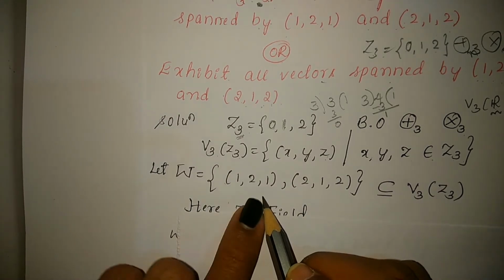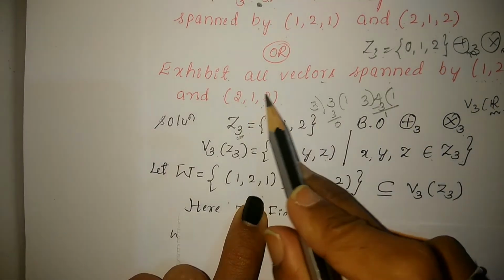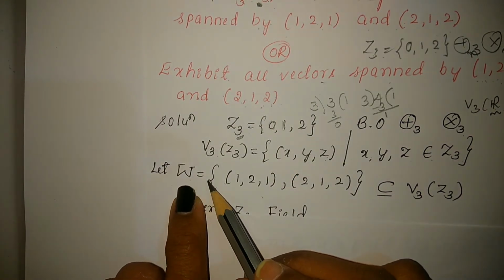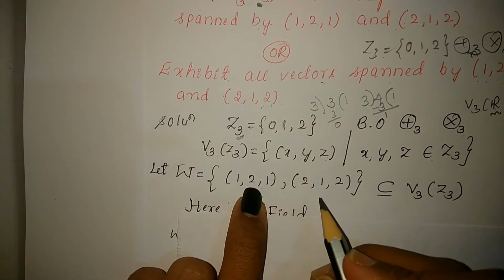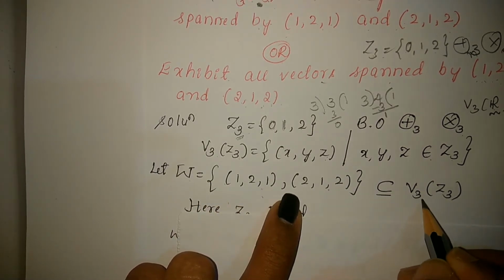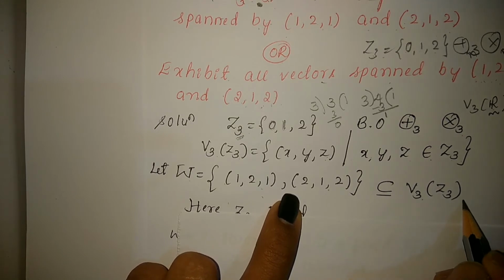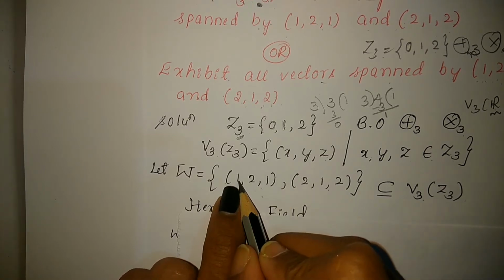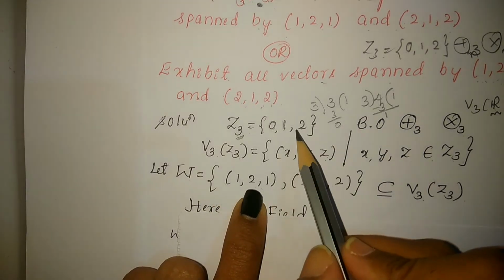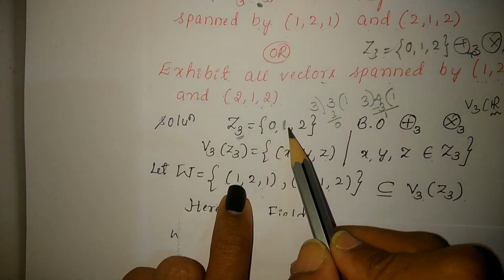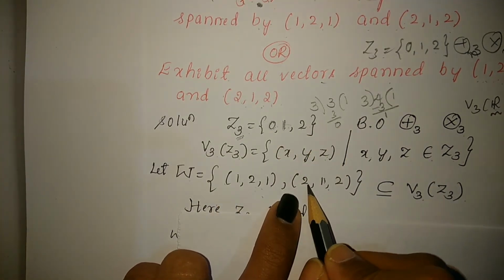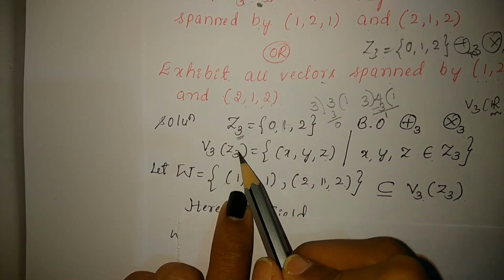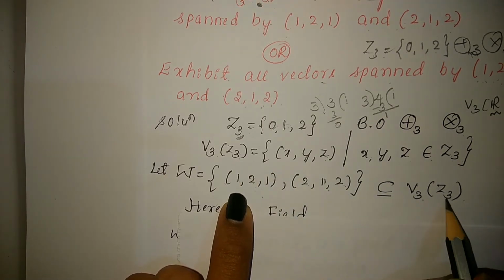Let W be the set containing the vectors (1, 2, 1) and (2, 1, 2). So let us consider the set W equal to the set containing (1, 2, 1) and (2, 1, 2), which is clearly a subset of V3 of Z3. Why? Because the elements of W are triplets and the coordinates are all elements from 0, 1, 2. So here 1 and 2, 2 and 1, these are all elements of Z3. So W is clearly a subset of V3 of Z3.